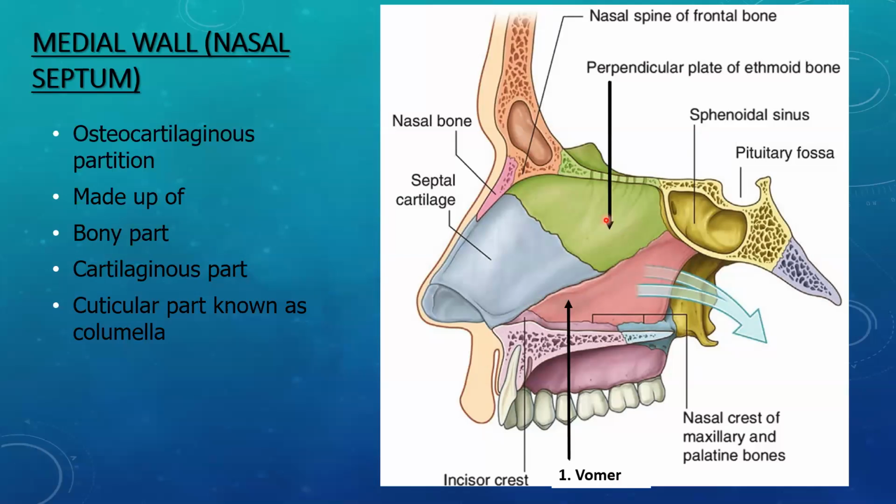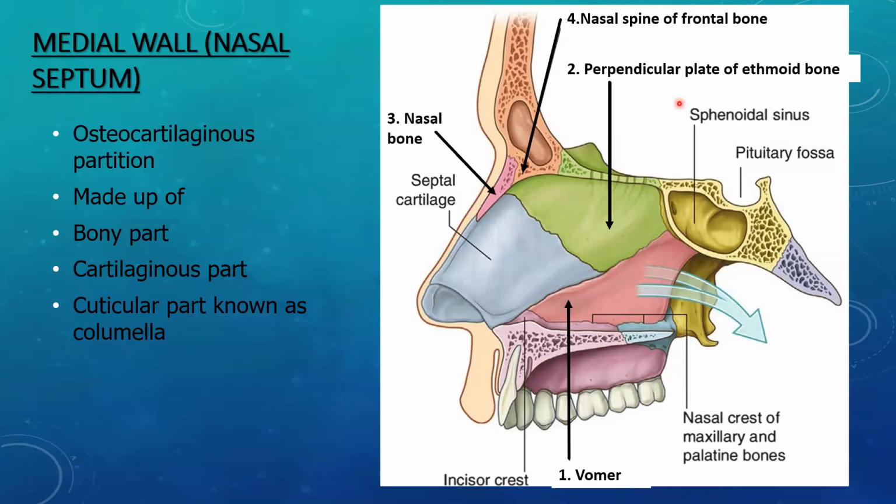Then this is another bone, this green one, the ethmoid bone: the perpendicular plate of the ethmoid bone. This is the second bone. They are the two main bones forming the nasal septum, vomer and perpendicular plate of ethmoid, so you always write these first. The others are smaller bones. The third one is the nasal bone. The fourth one is from the frontal bone, known as the nasal spine of the frontal bone.